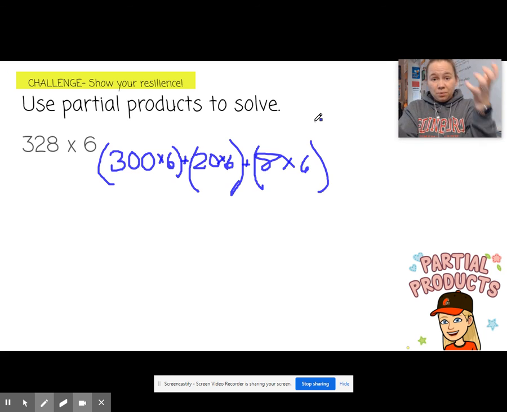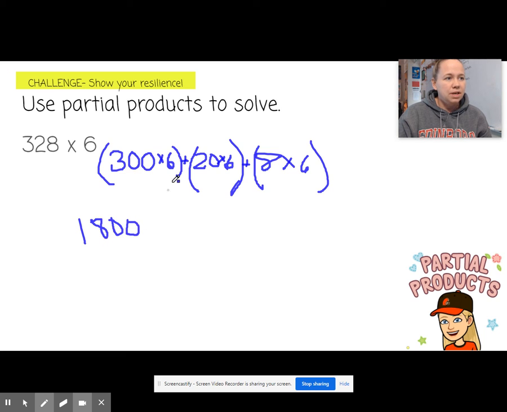Now we broke them apart. We're going to multiply, and there's another third one in there, so 3, and then we're going to put them back together. All right, 3 times 6 is 18, but I need 2 zeros for the placeholder. 20 times 6, 2 times 6 is 12, and a 0 placeholder. And 8 times 6, 6 times 8 is 48. And then we add all these together.